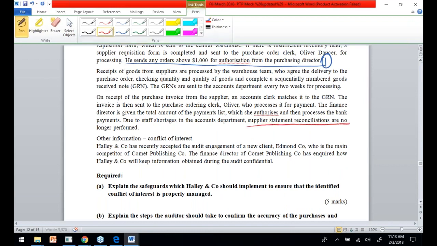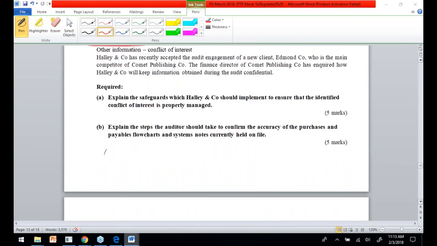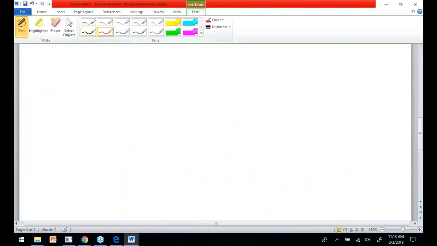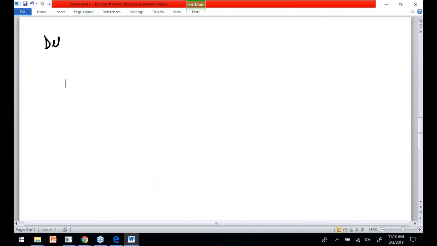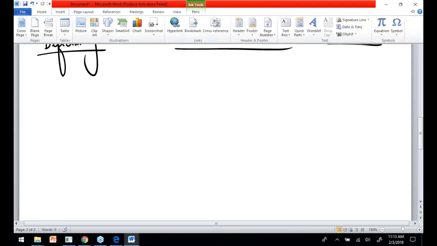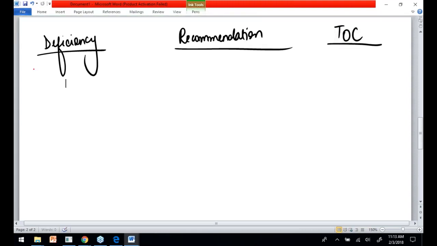Supplier reconciliation statements are no longer performed. All right. I'm just going to give a heading again. So there's going to be a deficiency, there's going to be a recommendation, and there's going to be a TOC. So for deficiencies, the first line is going to be copied from the case scenario.